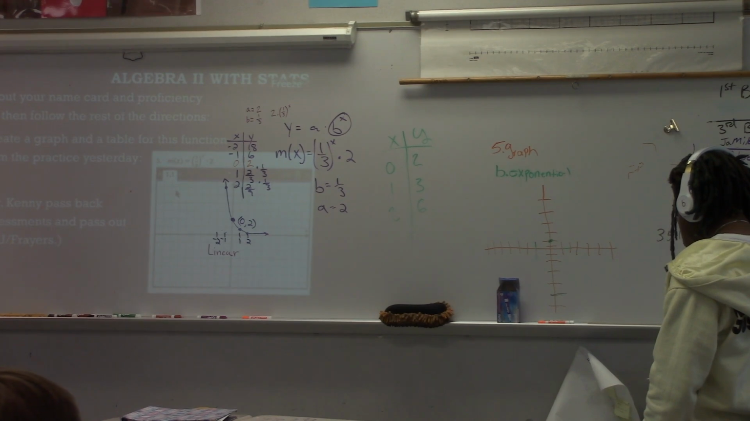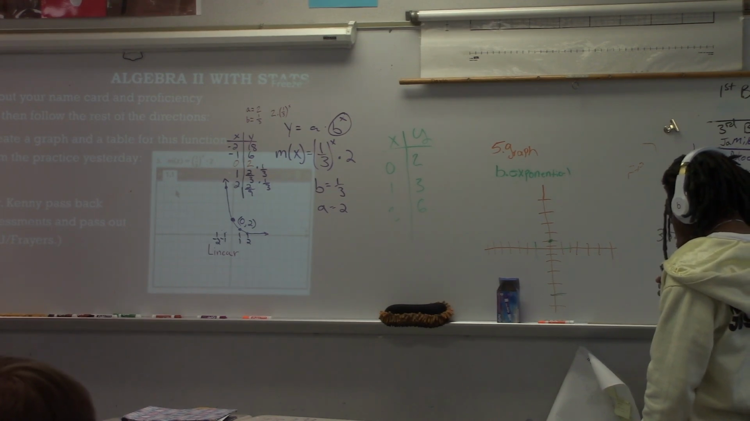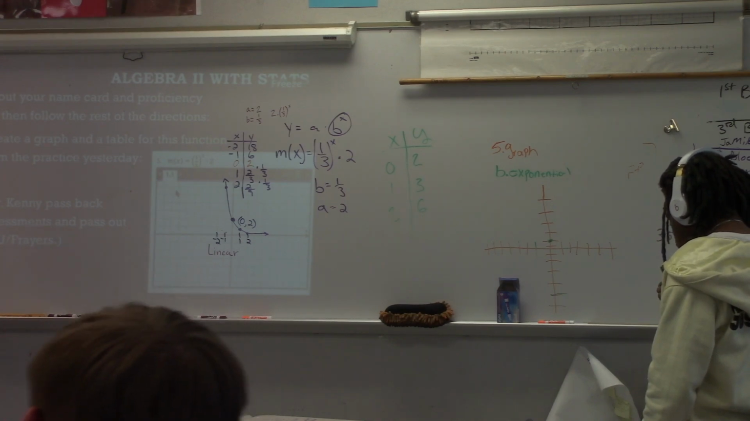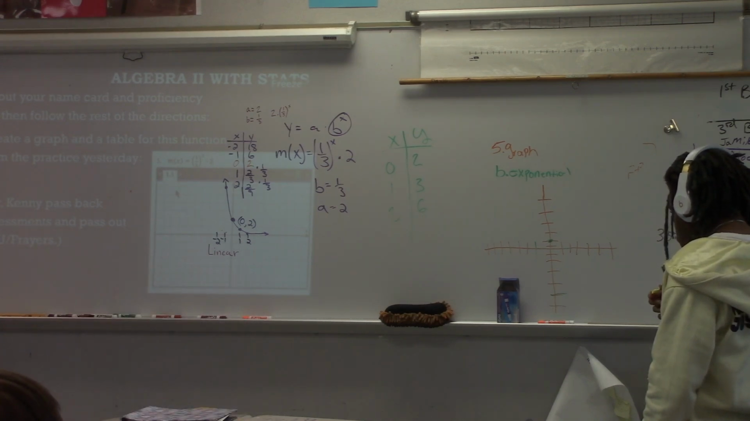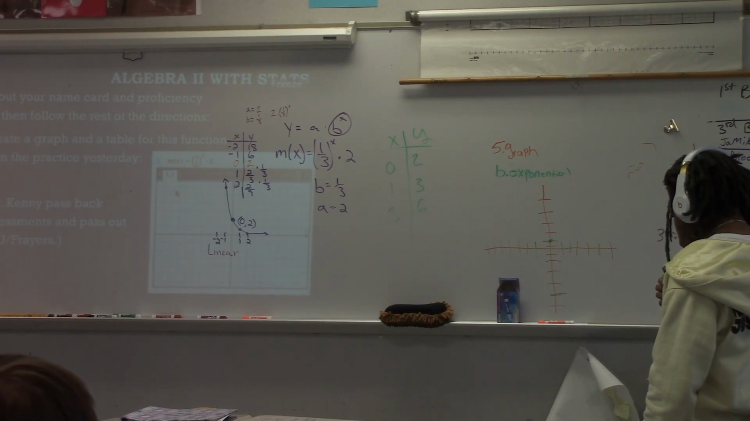Once again, I identified my type of function. I knew it was exponential. I wrote out that equation so I could find my y-intercept and my constant factor. That's what we've been doing. What questions do you have?